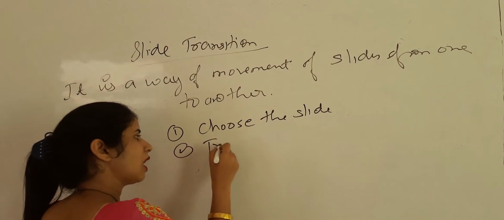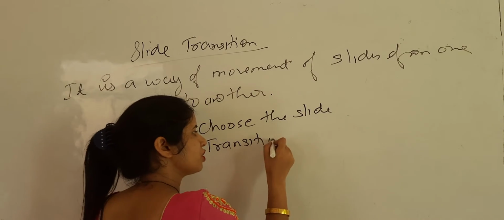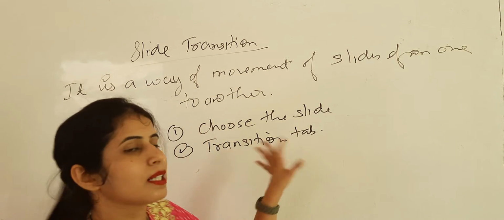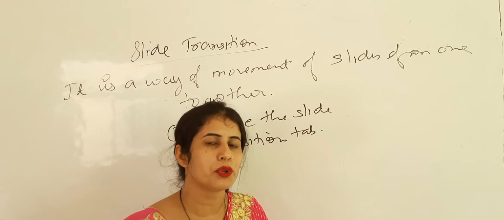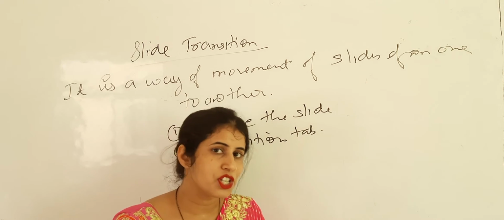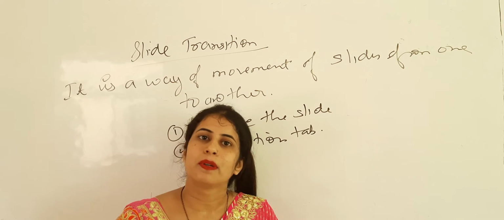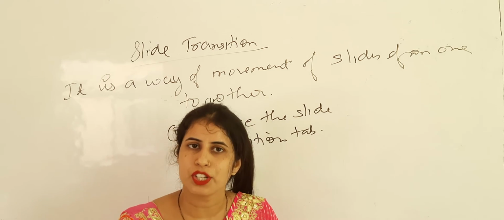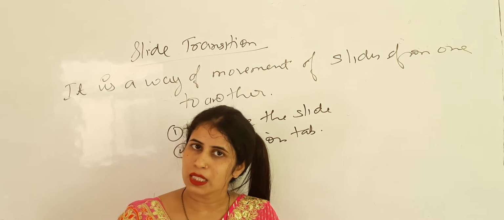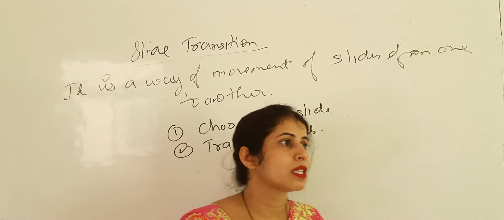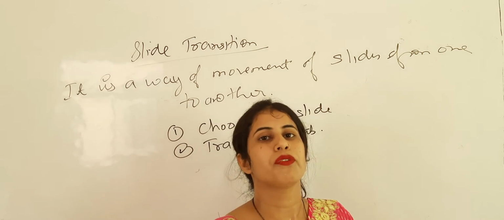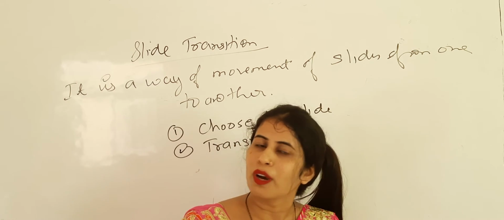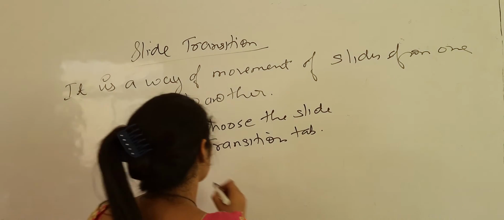Second, we have to click on the transition tab. When we click on the transition tab, it will show you all the transitions that are available there. Okay, push, wipe, these are all kinds of transitions, so you are able to see them. And if you want to see the complete list of the transitions, for this you have to click on the more button.